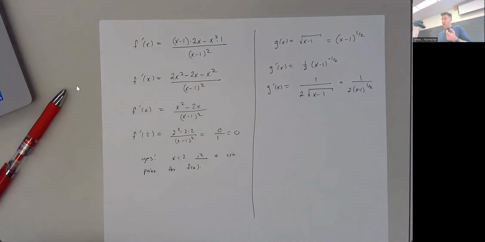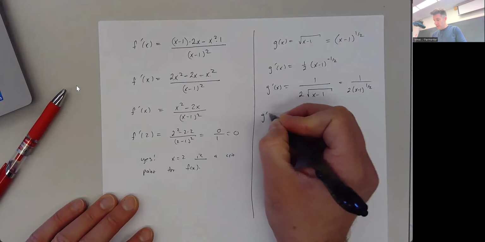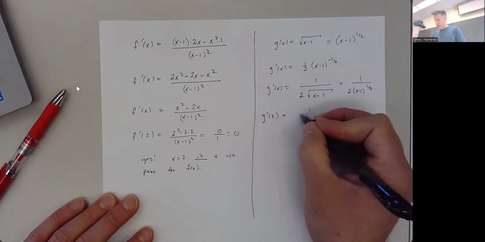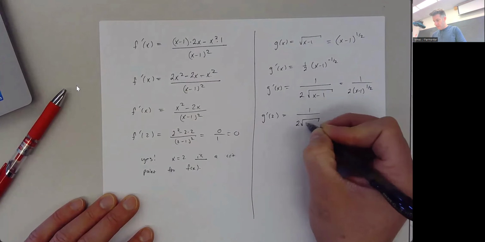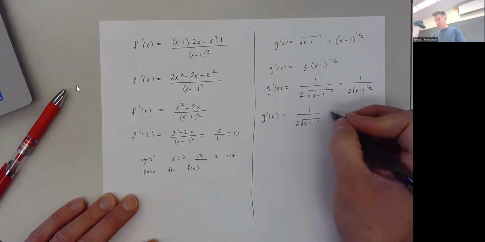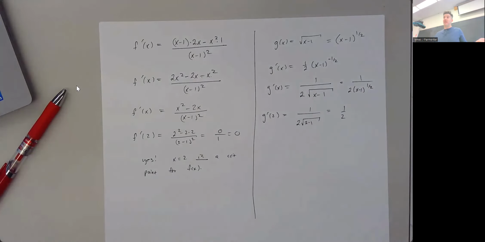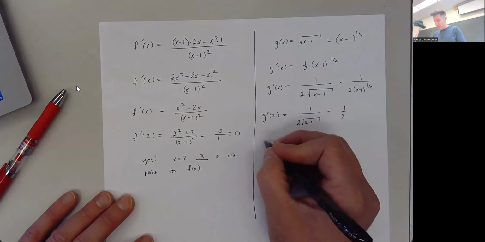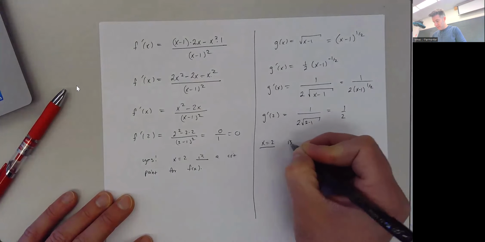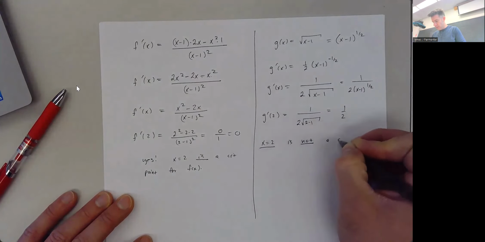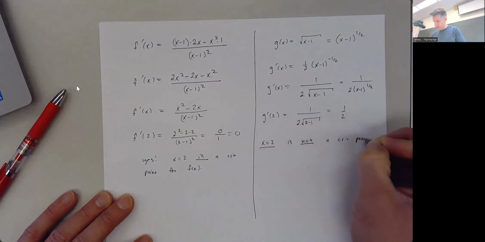All right, if I plug in 2 here, g prime of 2 is going to be 1 over 2 times the square root of 2 minus 1, which is definitely 1/2, which is not 0 and not undefined. So x equals 2 is not a critical point for g of x.